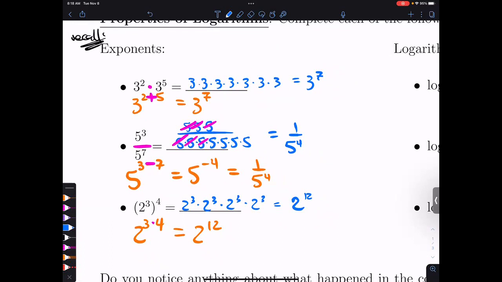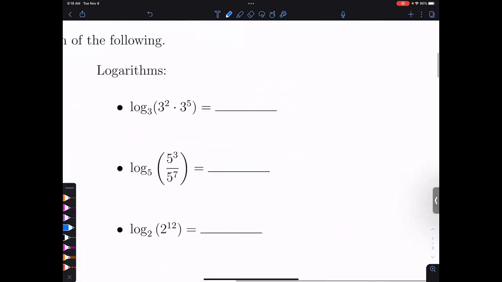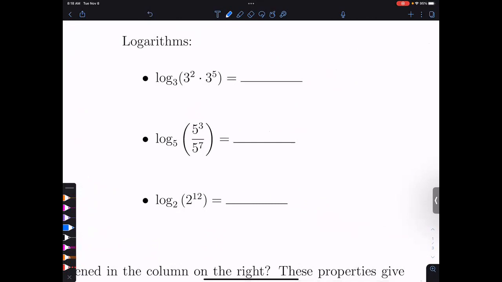Okay. So how does this work, or what does this mean about working with logarithms? First of all, I guess everybody okay with those? Yeah, okay. How does this work when we're dealing with logarithms? So take a minute, try to think through what each of these would be, using what we just talked about.